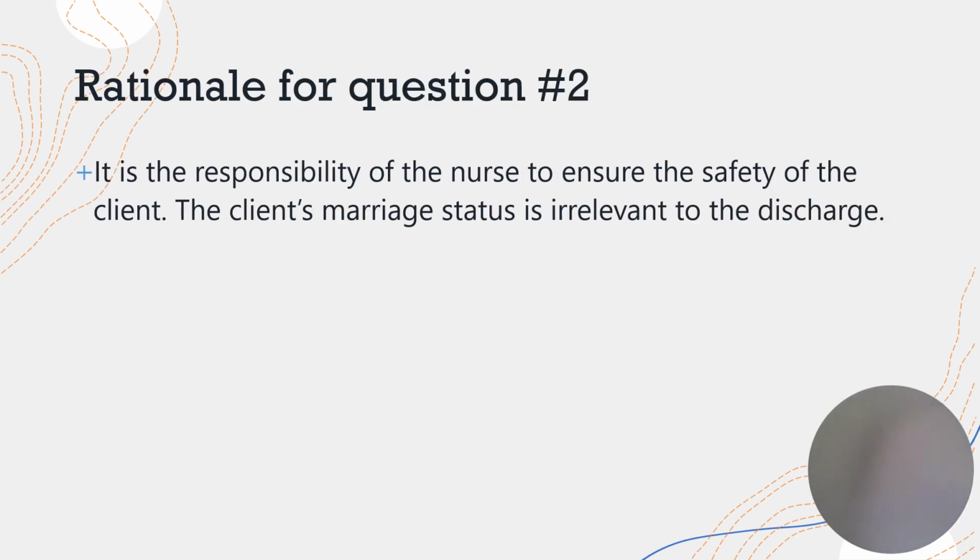The rationale for question number 2. It is the responsibility of the nurse to ensure the safety of the client. Client safety is number 1 priority, and we have to ensure their safety, and so that's why we need to make sure they have a ride before they try to leave. And the client's marriage status is irrelevant to the discharge.